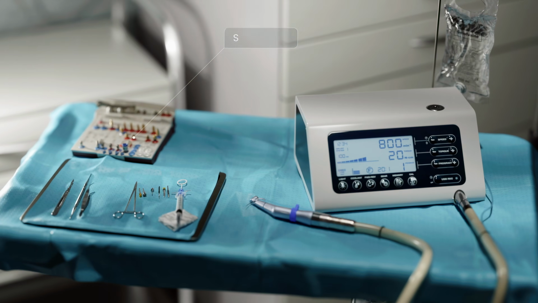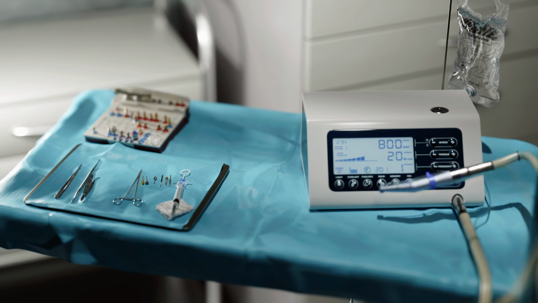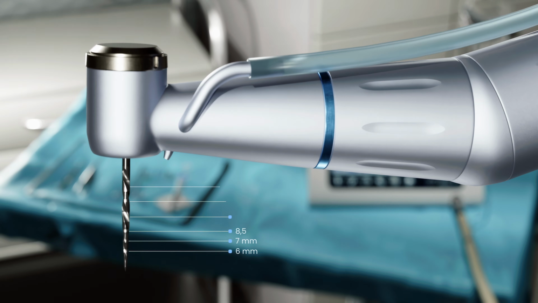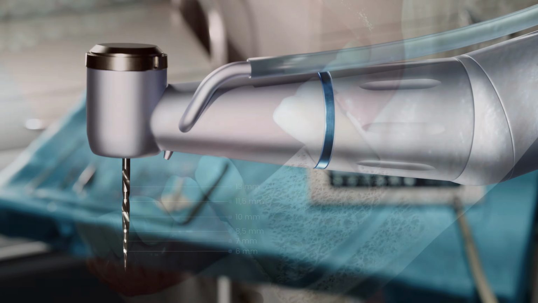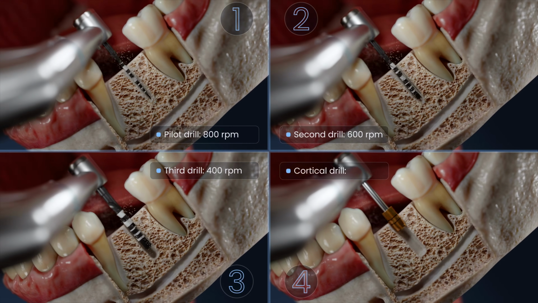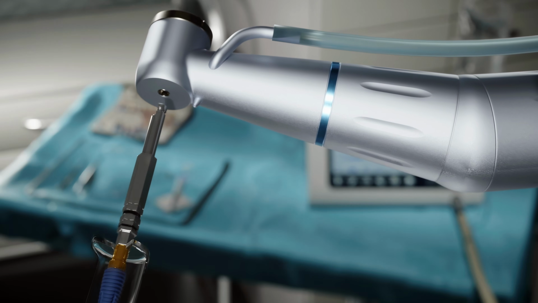A physiodispenser is used to drill the bone and place the dental implant. Dental implant systems vary, and the design and markings of drills differ among manufacturers. To minimize bone trauma, drilling is performed from a smaller to a larger drill diameter at the same predetermined height. Sequential drilling is performed with a speed reduction of 100 to 200 RPM.